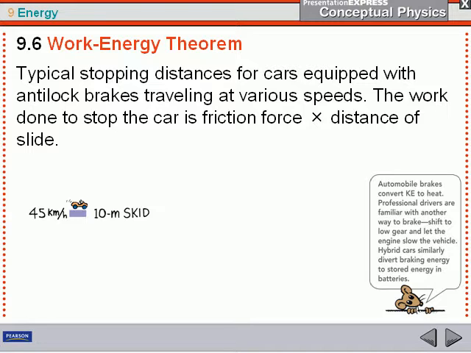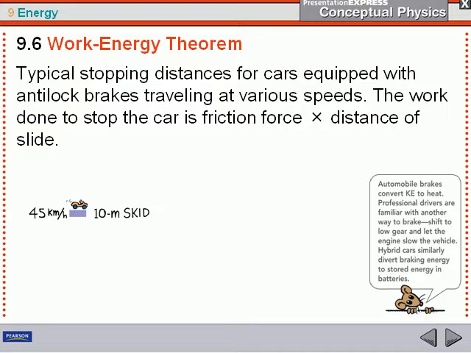So let's look at some typical stopping distances. This is 45 kilometers per hour, and 45 kilometers per hour is roughly 27 miles per hour, which is over the school speed limit, but cars do travel at 27 miles per hour on our driveway. You're going to see it's a 10 meter skid. Remember, that 10 meters is about 33 feet, which is a pretty good distance. That's, I don't know, 30 feet.